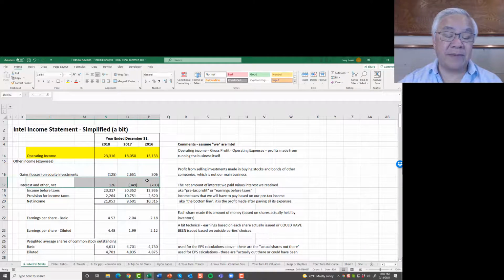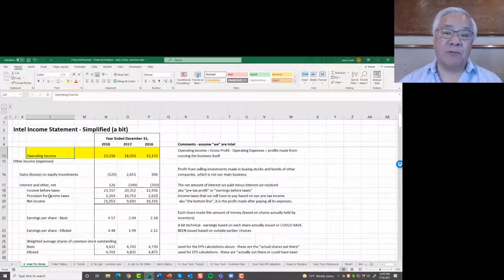So interest expense is paid. Notice that interest expense is not in operating expenses. It's below operating income. And the reason for that is interest comes from borrowing money. But what if you had a choice of just raising all the money from selling stock versus borrowing money from the bank or the bond market? Well, then you would have no interest expense.